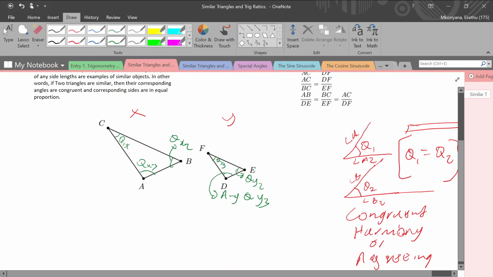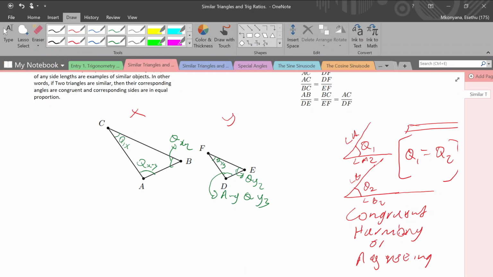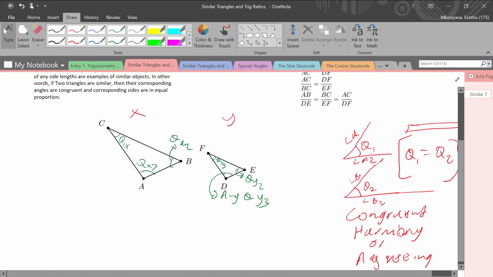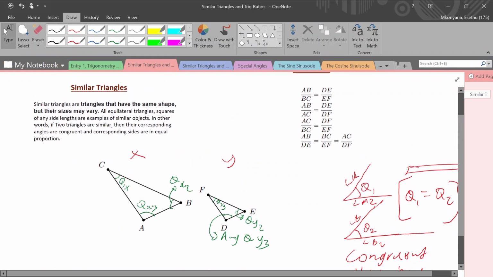Now this angle and that angle are exactly the same. This angle and that angle are exactly the same. That angle and that angle are exactly the same. That's what makes these triangles similar, but the sizes can differ. They can be different. Now, to make sure that you understand this point, I'm going to ask you to do something practical. But in the meantime, I want to also explain something.